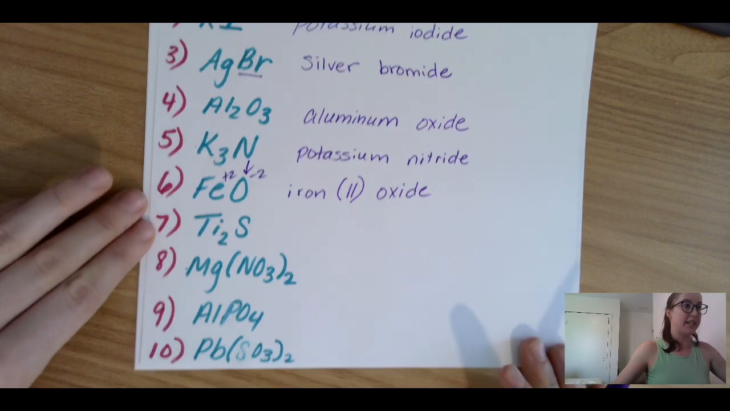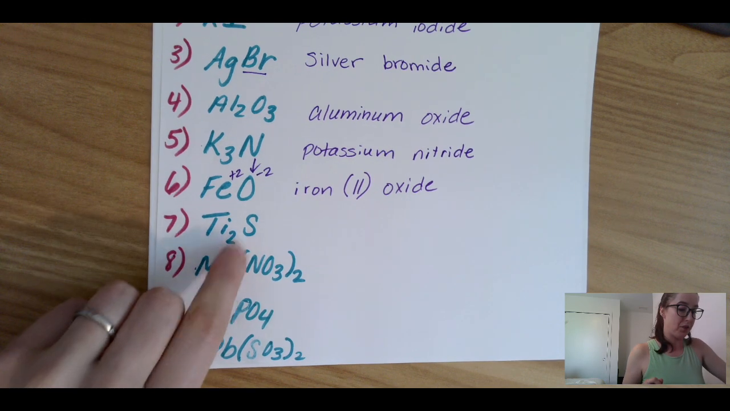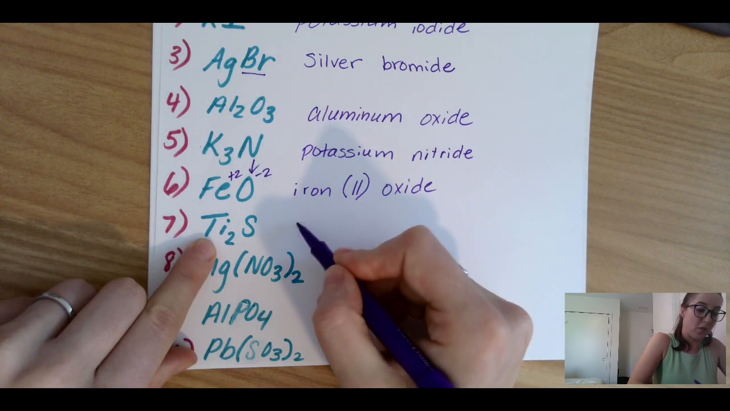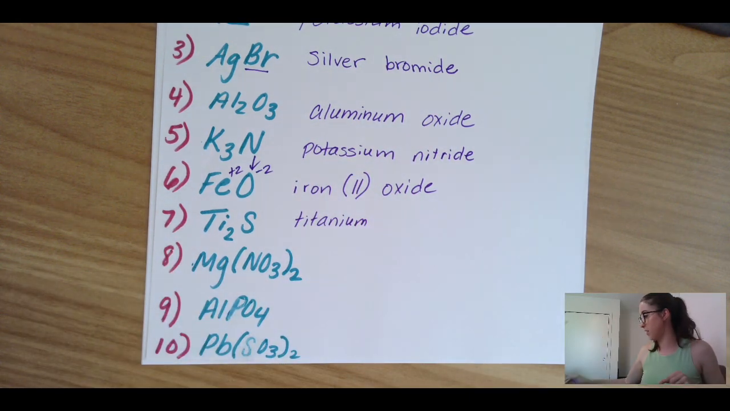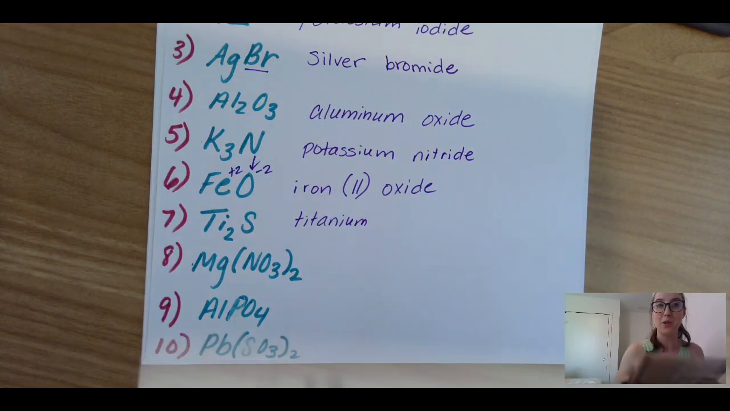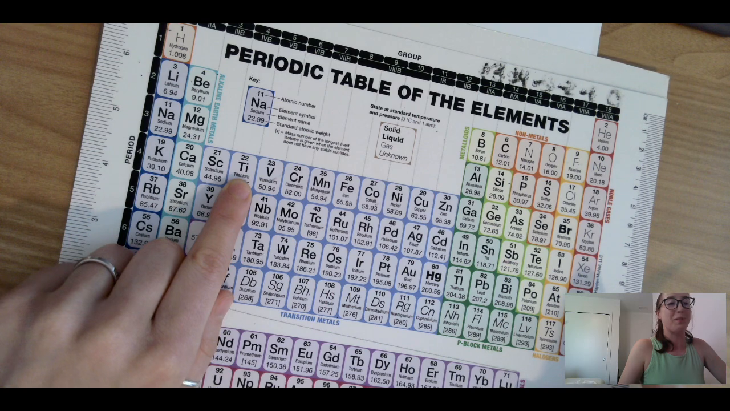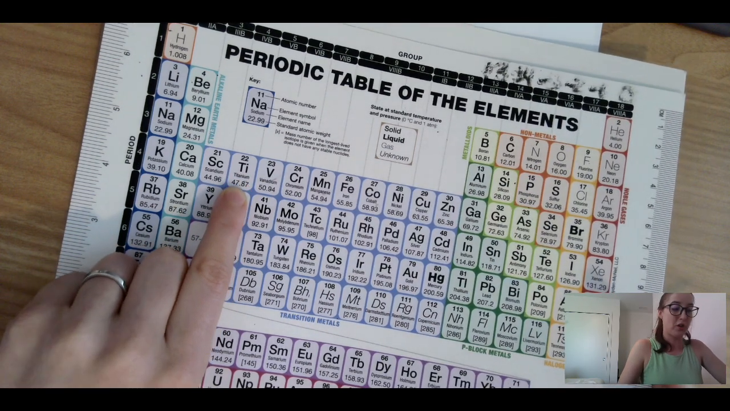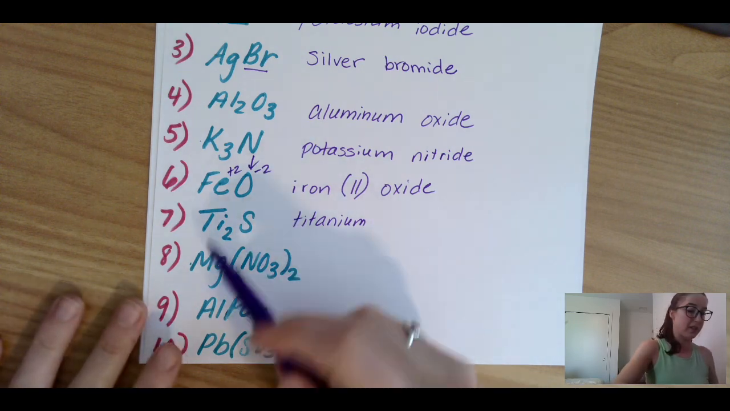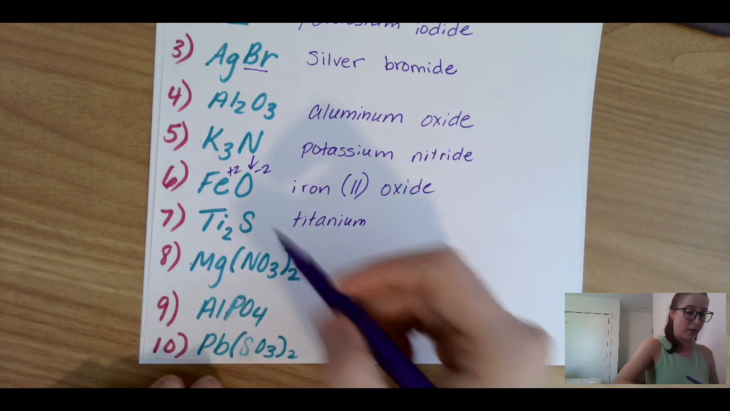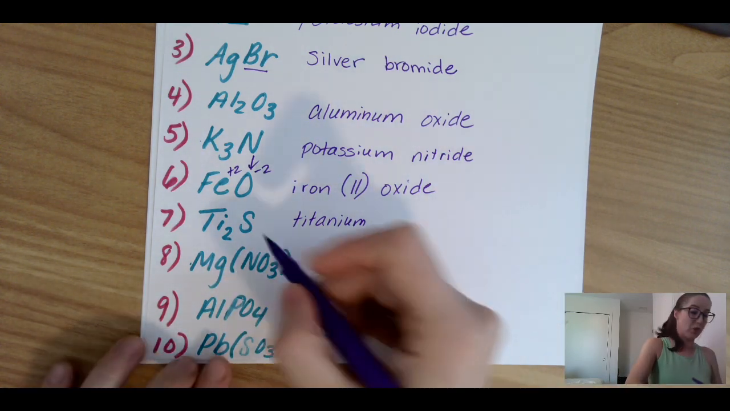All right, leveling up here, number 7, we've got Ti2S. Ti stands for titanium, and that should be kind of a ding, ding, ding going off in your mind. Titanium is not a normal metal, it is a transition metal. So that means I have to show the charge of titanium in this problem using Roman numerals. So here's how we do this again. Look at the nonmetal. Sulfur has a -2 charge.